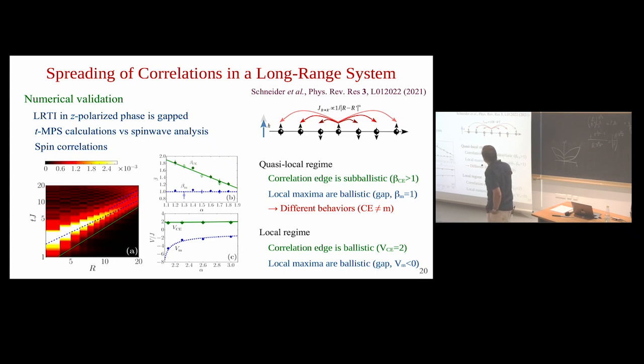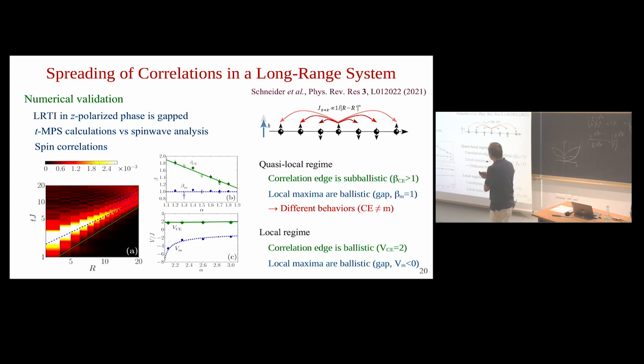This case here is the case where alpha is between 1 and 2, so we have a true long-range behavior. We fit the maxima and the age. This case is gapped, which means that we have a linear propagation of the maxima, so the exponent is simply 1. And for the age, we find something that is larger than 1, which confirms that we have a subballistic behavior. And it fits very well with the result of a spin wave analysis.